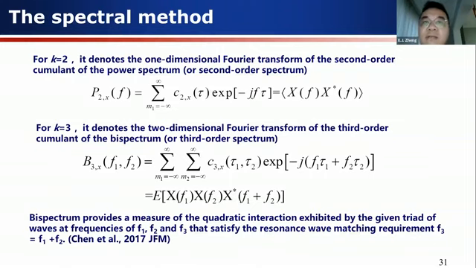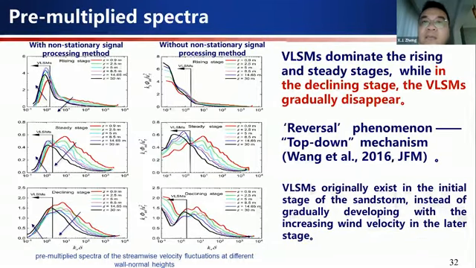And a non-zero bispectrum value means that phase coupling will occur between frequencies f1, f2, and f3. These figures show the pre-multiplied spectra of the streamwise velocity fluctuations versus the streamwise wavenumber at different wall-normal heights in different stages of the sandstorm. It can be seen that the VLSMs exist in both the rising and the steady stages of the sandstorm, while in the declining stage, the VLSMs gradually disappear.